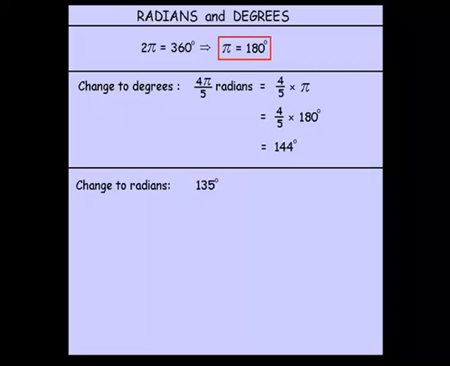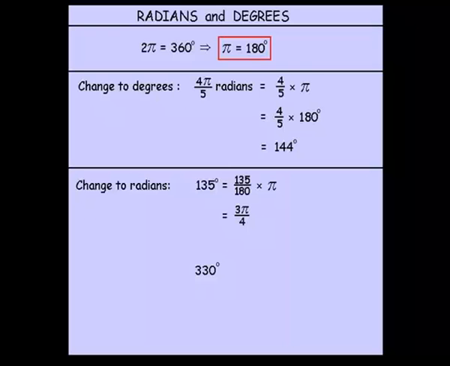Now if we're asked to change from degrees to radians, let's see how this works. We're starting off with 135 degrees. We can write this as 135 over 180 times pi. That's the fraction of 180 degrees it is, and that's the fraction of pi. And when we work that out, it works out to be 3/4 of pi. So we write that as 3 pi over 4.